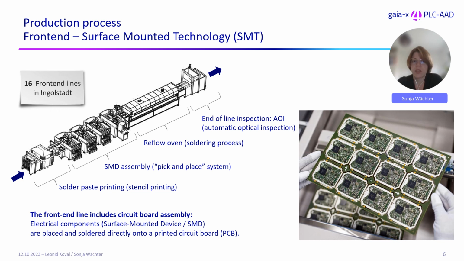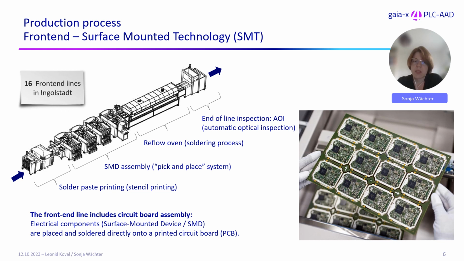And the production is divided in two areas, the front-end production and the back-end production. In the front-end production, the electronic circuit system is manufactured. It is a process that is largely standardized for all types of circuit boards. So the circuit boards are fitted with the electronic components.